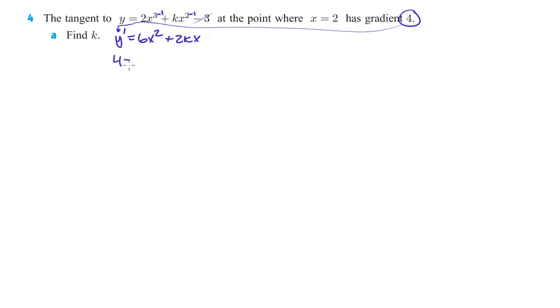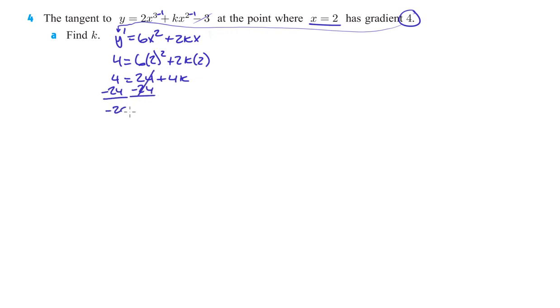So it's going to be 4 equals. And then we know that x equals 2. So we're going to go 6 times 2 squared plus 2k times 2. And look, we just have one variable in there, so we should be able to solve for that. So 2 squared is 4 times 6 is 24. Plus 2 times 2 is 4k. So let's subtract 24 from both sides.